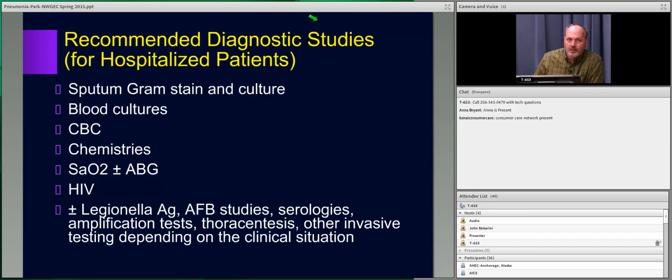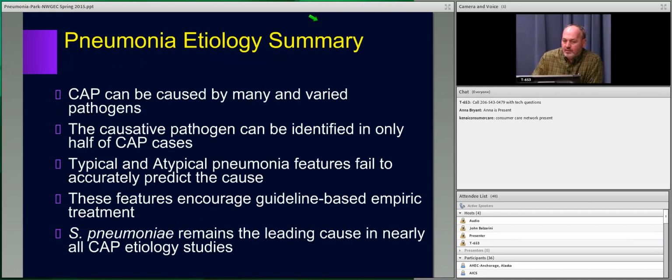All right. So recommendations for evaluating people with pneumonia vary. Generally, for outpatients, there isn't a mandate to do any kind of testing for etiology. But for hospitalized patients, it is recommended that we get sputum gram staining culture, blood culture, CBC, chemistries, some measure of oxygenation, HIV test if it's not already known, and then consider these other assays on the bottom bullet if indicated.